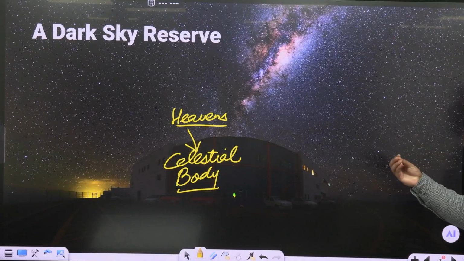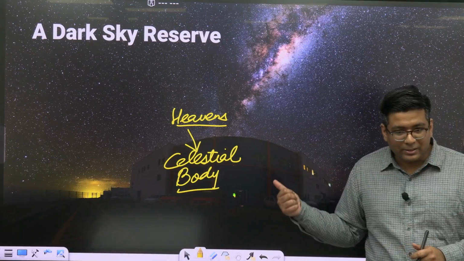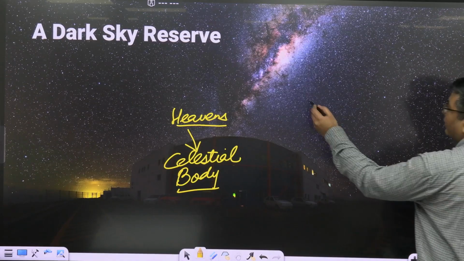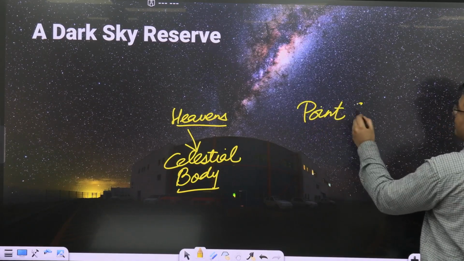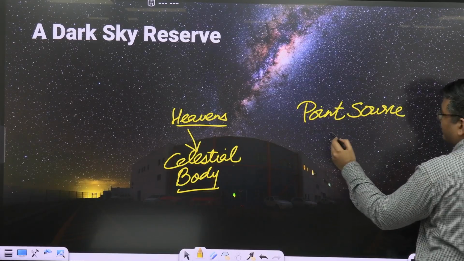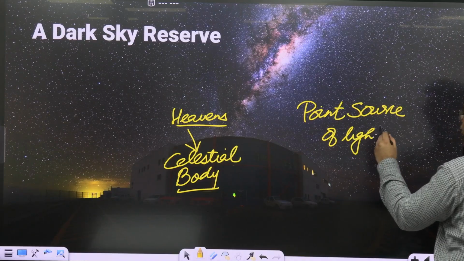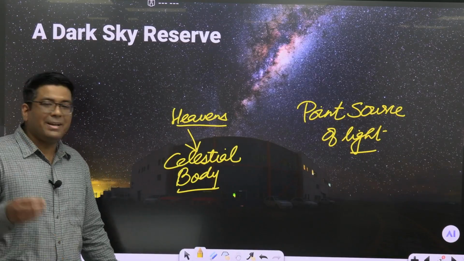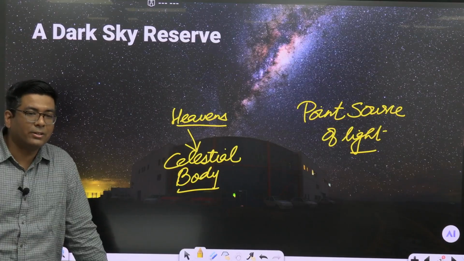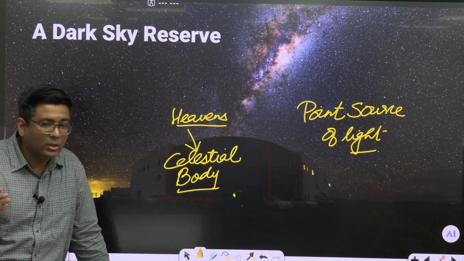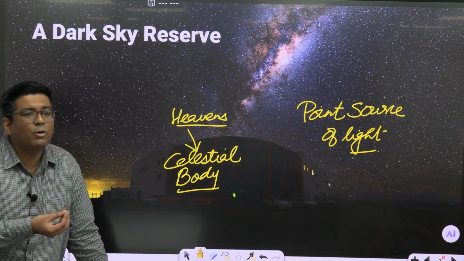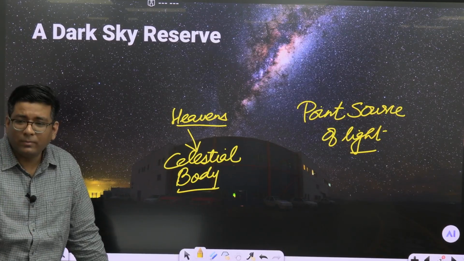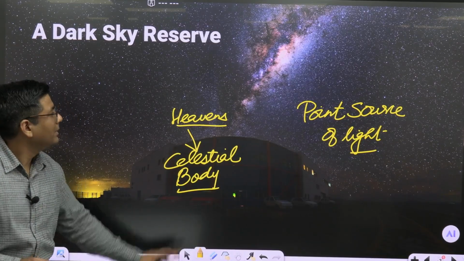Now, some prominent things you see in the sky are stars. You all must have read this particular term in your physics books, at least in class 10. How many of you remember this term? Point source of light. Anytime you talk about X-ray diffraction, for that matter nuclear radiations, you will be talking about a point source of light. What exactly is a point source of light? Something which is very, very small and highly illuminated. These are all point sources of light.